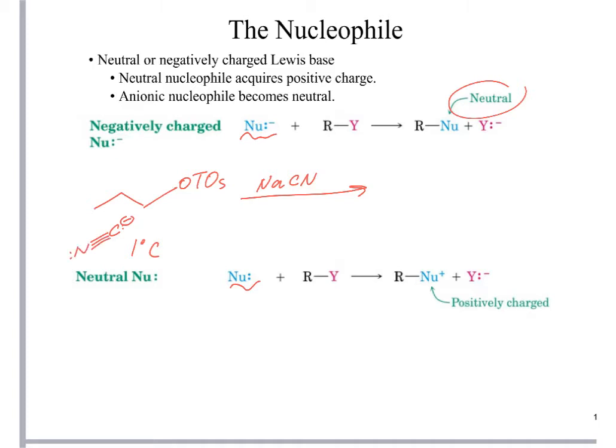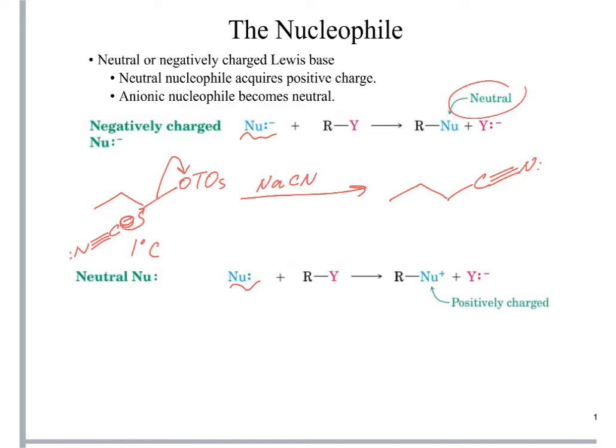nucleophile will attack the carbon from the backside. Tosylate will be expelled, giving me a nitrile product. So starting with a negatively charged nucleophile, I end up with a neutral nitrile product.